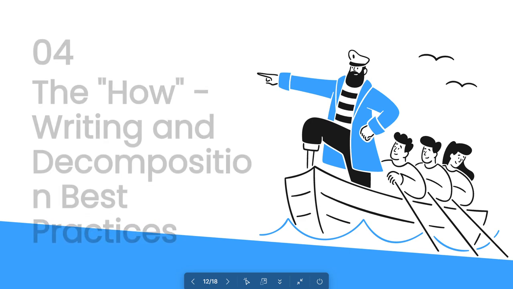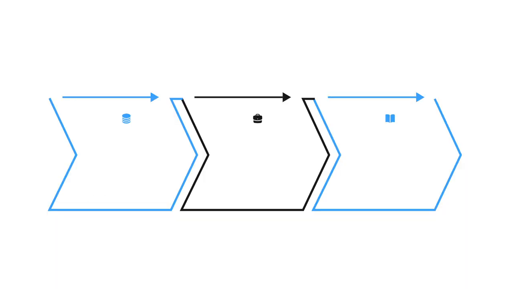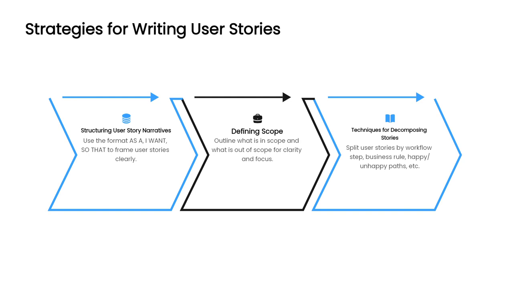Okay, then the how part. So, how do we actually write a good user story? Start with a clear structure for your narrative. As a user role, I want the functionality the user wants, so that the benefit they will get. This format ensures you are connecting the features to the actual user need.